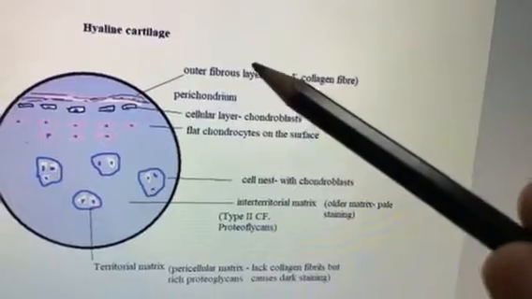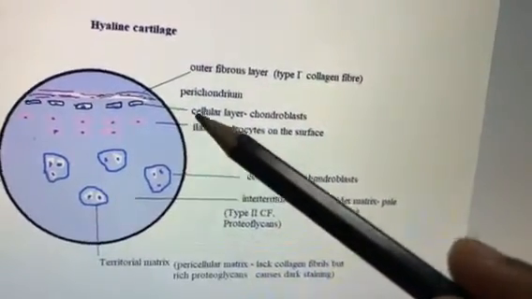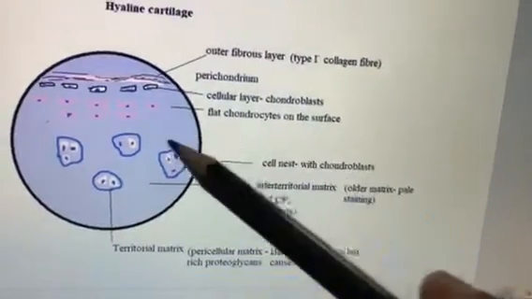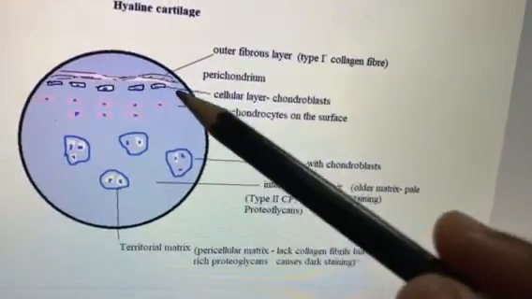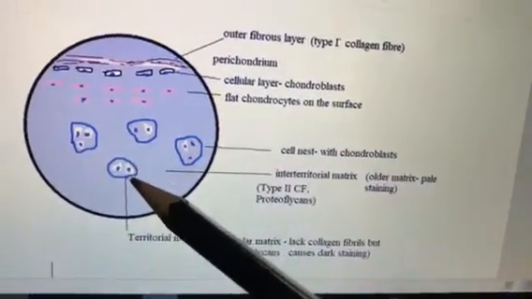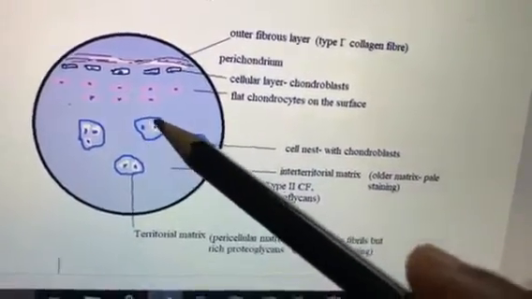For this, we will give 1 mark: outer fibrous layer and inner cellular layer, perichondrium, 1 or 1.5 marks. Then second, flat chondrocytes. These chondroblasts are flat, and when they go inside and become mature, they become oval in shape. And the cell nest, this carries 1 mark.